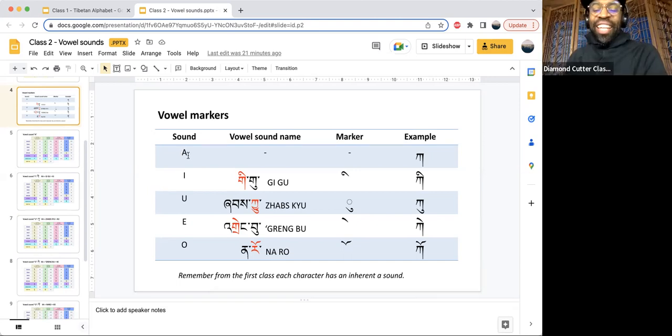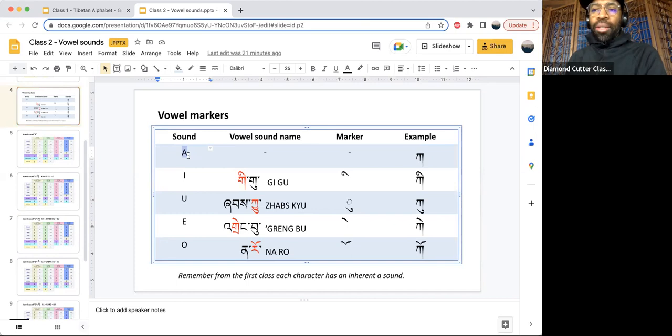Okay. The letter A in Tibetan transliteration is going to be A. The letter I in transliteration will be I. The letter U in transliteration will be U. And tomorrow we're going to do, this is a preview, the letter E is going to be E. And the letter O is going to be O. And we'll talk about E and O tomorrow, Dengbu and Naro. And it's going to be very exciting. I promise.